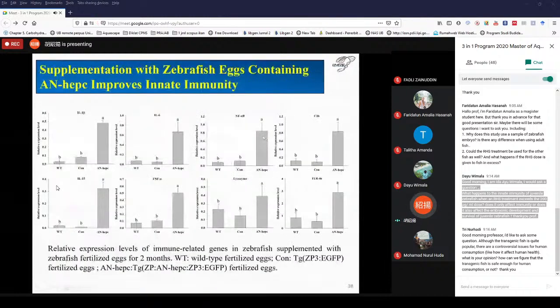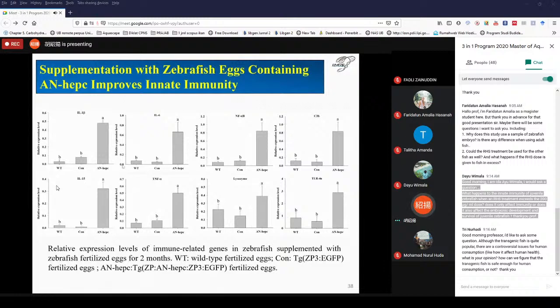And then we feed the zebrafish the egg. We do the experiment. One is control. It means every day we feed the commercial diet, without supplementing the fish egg. Another control means we supplement the fish egg, but it only expresses the GFP. This group, HepC, it means in addition to the basal diet, we also supplement the fish egg expressing the hepcidin.